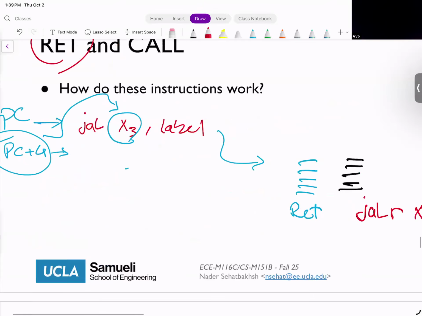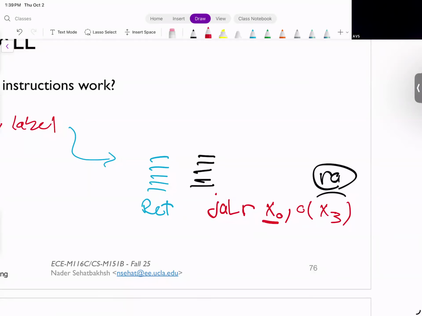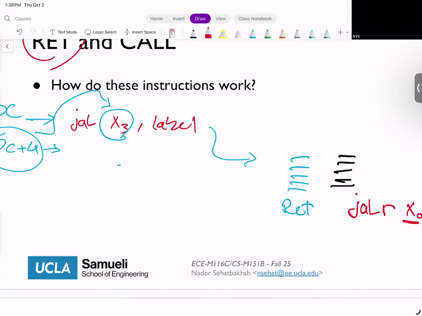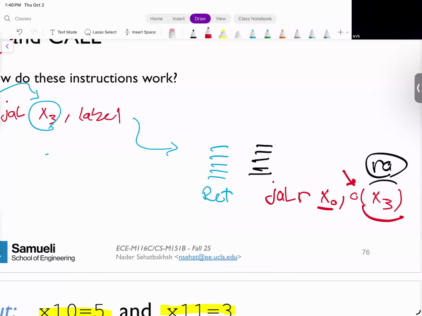What did I say about the return? It is basically this instruction, right? jalr x0, some offset, which is usually 0, and whatever register you used when we were jumping. When you're linking in your call, the register that you use for linking is the register that you use for return. So the relationship between your call and return is that you use the same register for linking and jumping too. Yes, and you don't touch that register.